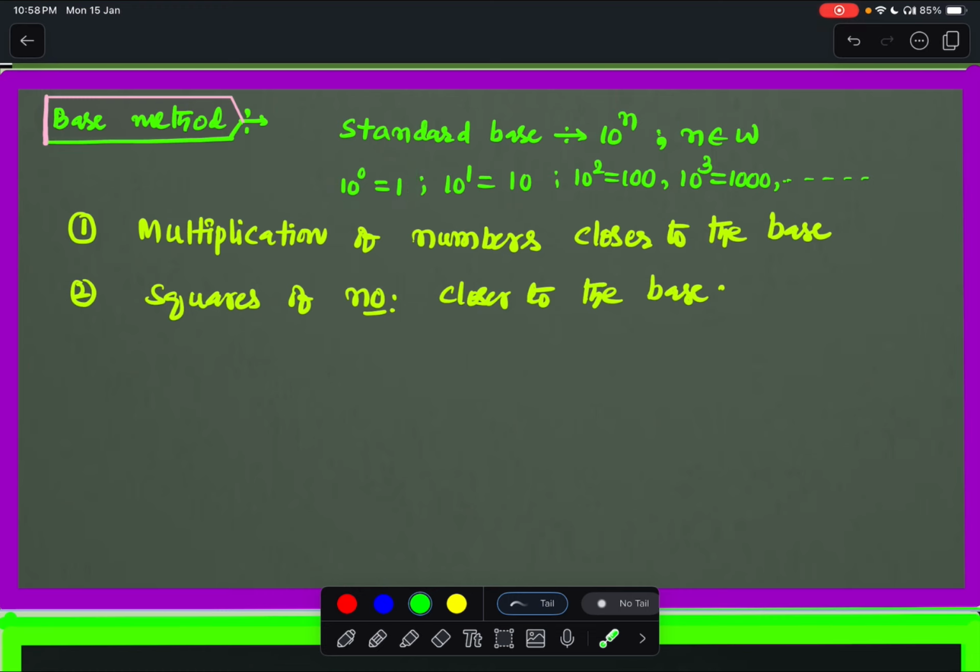That means 0.96 into 0.94, that type of multiplication also we can do comfortably. And numbers close to 10 power 1, that means 10, we can also do multiplication and squares easily. Numbers close to 100 also, we can do multiplication, squares, cubes easily, and 1000 also like that, right? But these are the standard bases only.